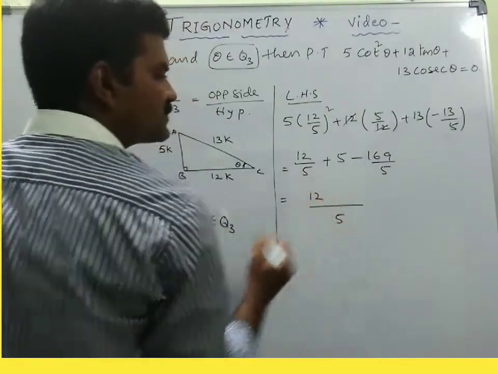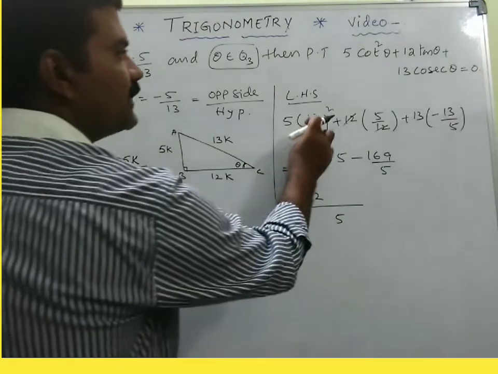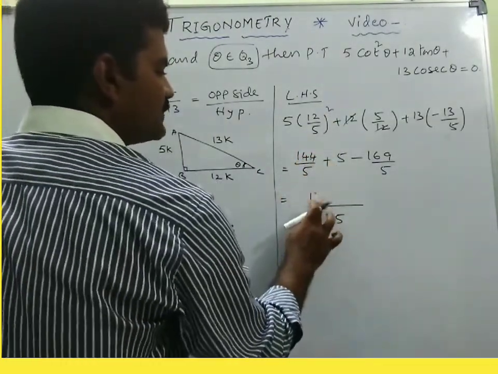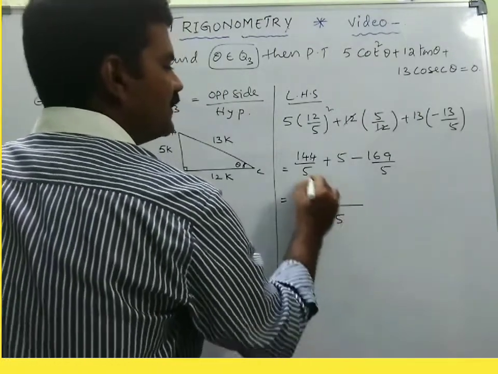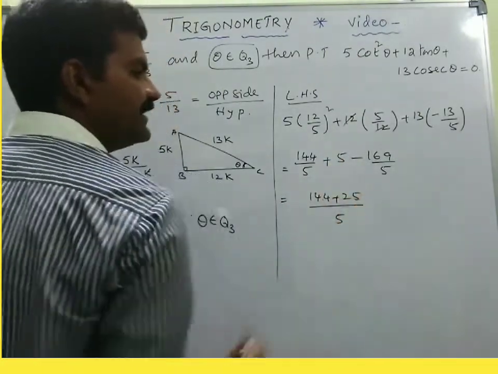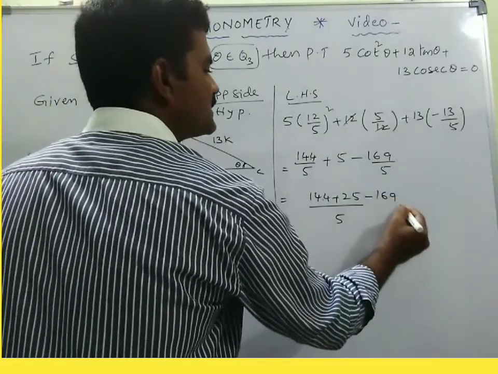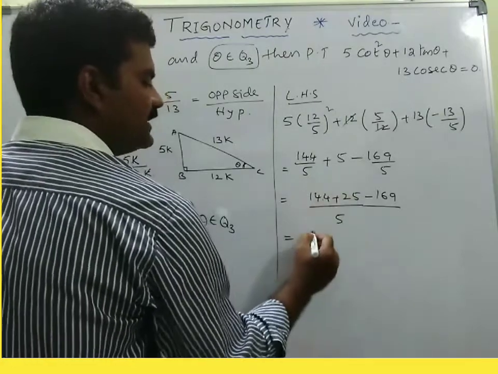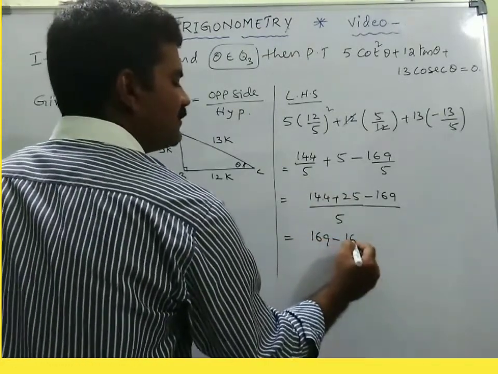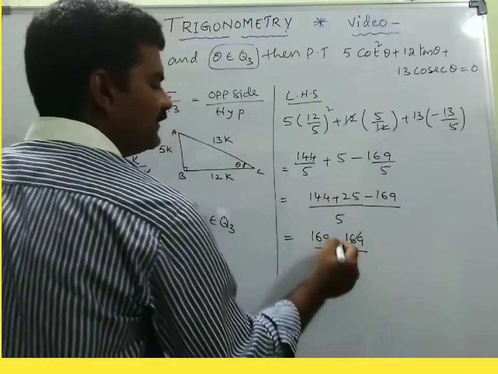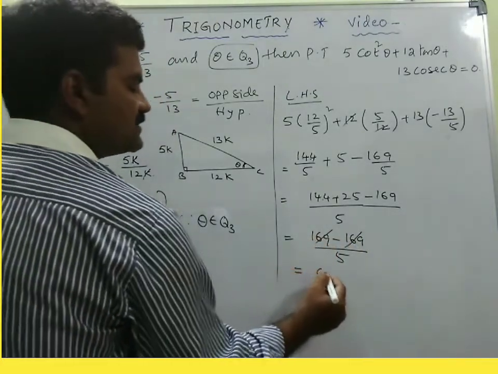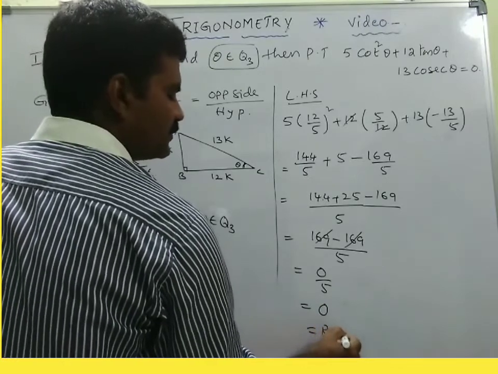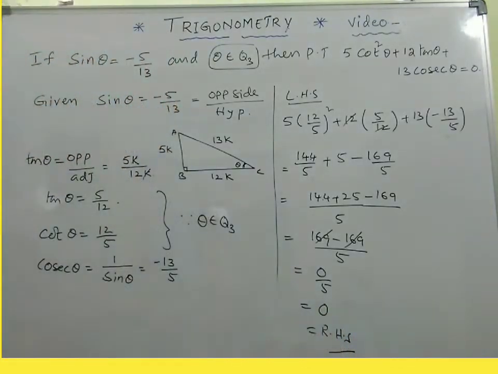So my dear, 12 whole square is 144. So which is 144 plus, on cross multiplication, 5 fives are 25, minus 169, whole divided by 5. 144 plus 25 is 169, minus 169, by 5. Both get cancelled. 0 by 5 is equal to 0. This is what we needed to prove, which is the RHS.